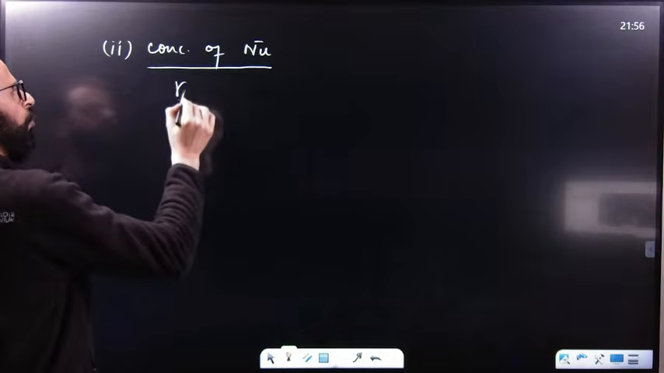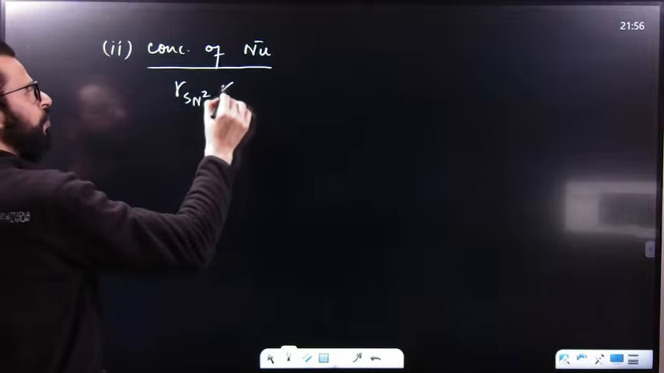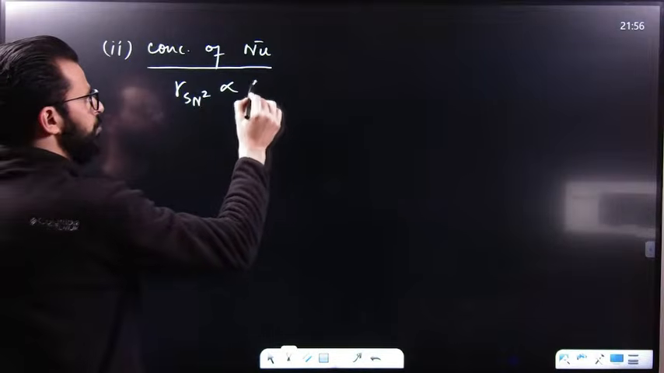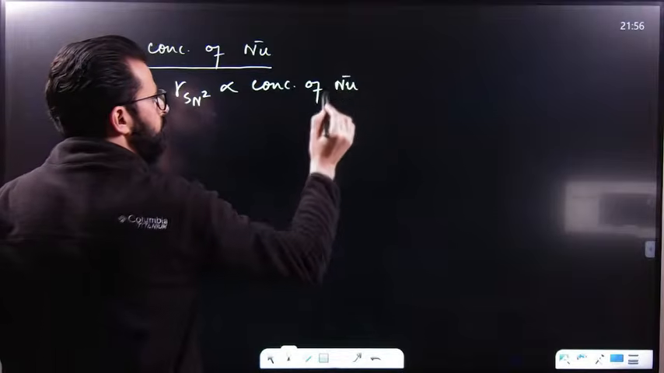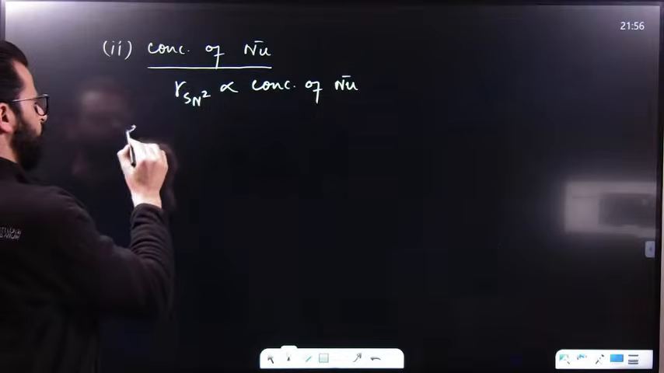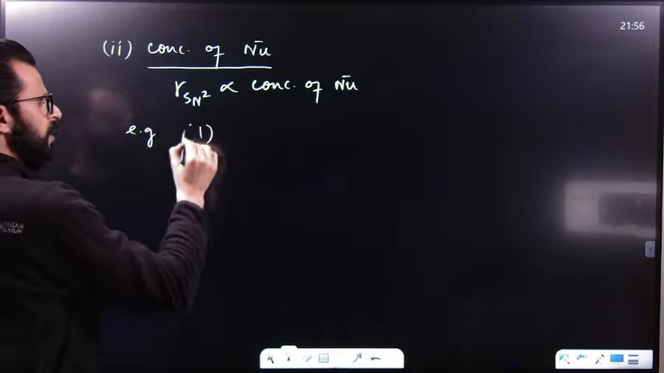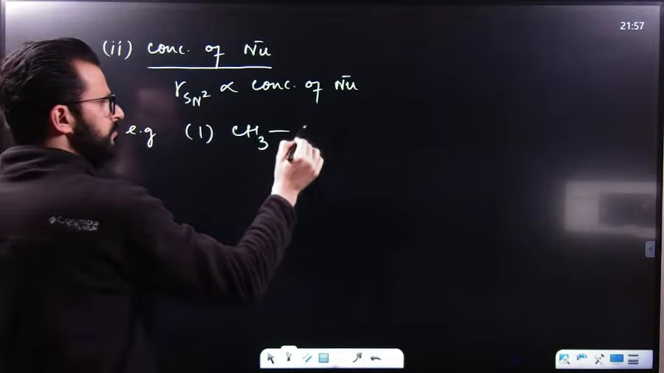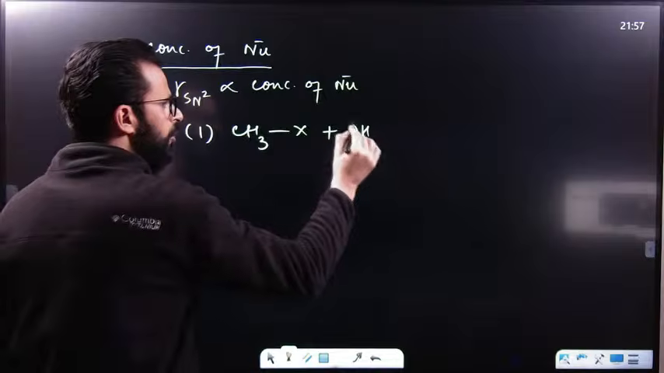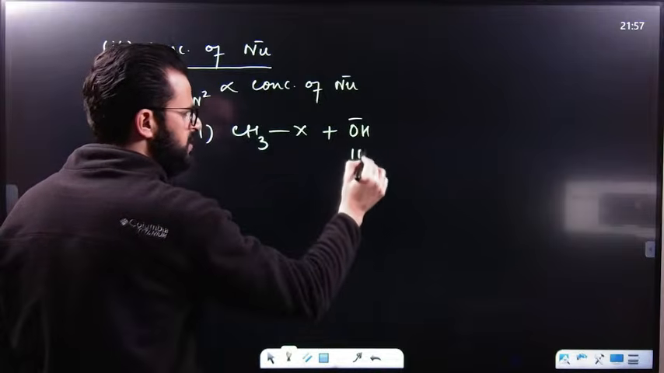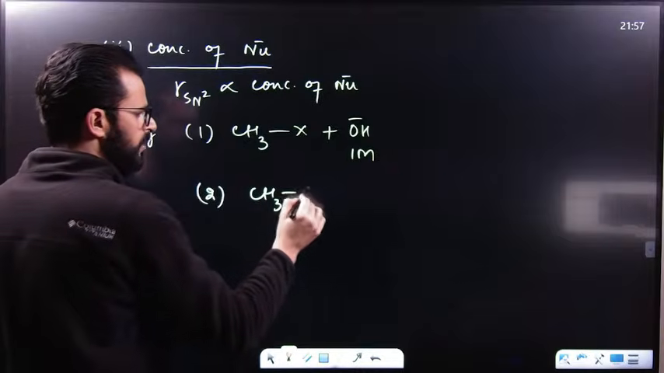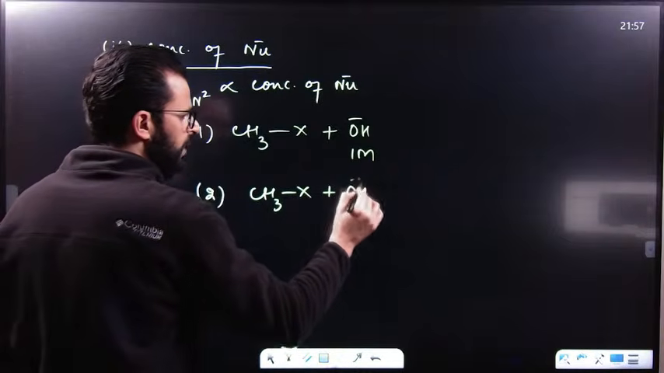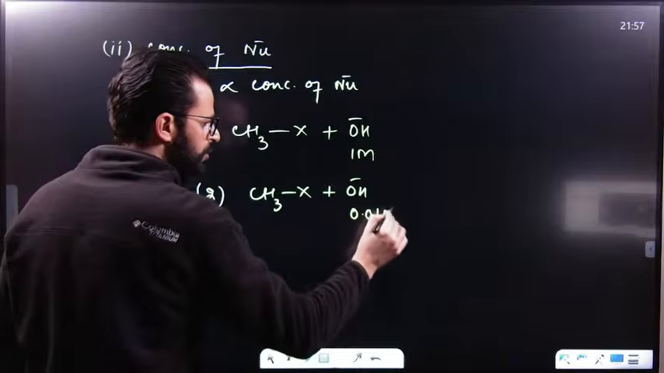Remember, the more the concentration of a nucleophile, the more will be the SN2 reaction. So it is directly proportional to the concentration of the nucleophile. So, for example, if I take CH3X and the nucleophile is OH minus at 1 molar concentration, and in the second case CH3X with a nucleophile of 0.01 molar concentration.